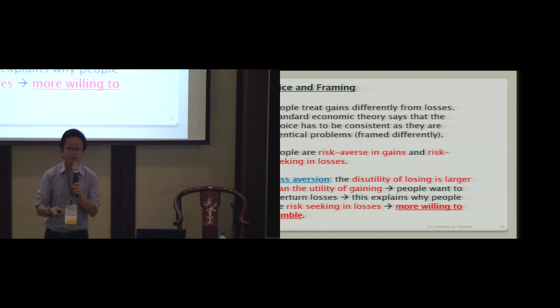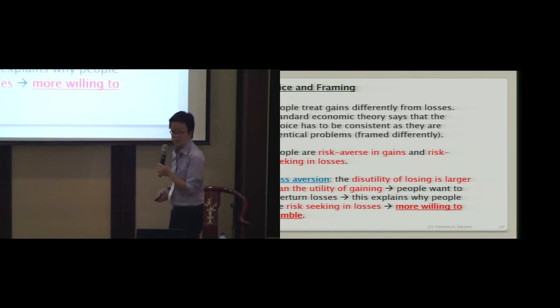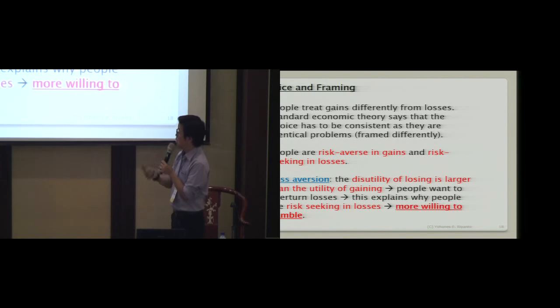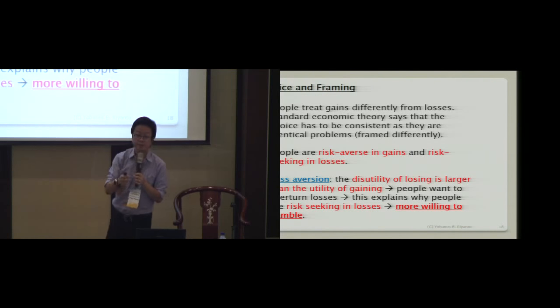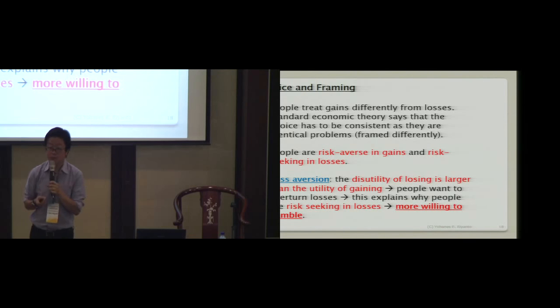How do I get rid of losses? By taking more risk. Okay? So that's where loss aversion comes in. The utility of losing is larger than the utility of gaining. People always want to overturn losses. And this explains all this kind of behavior. The example that Jack mentions, buying a car in Singapore.